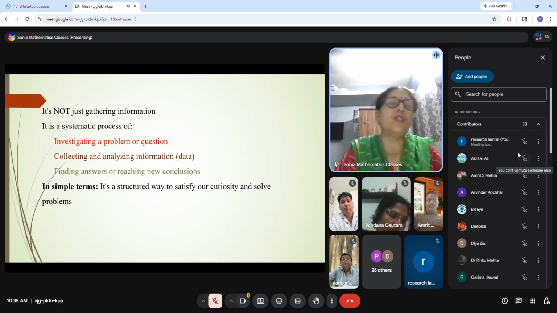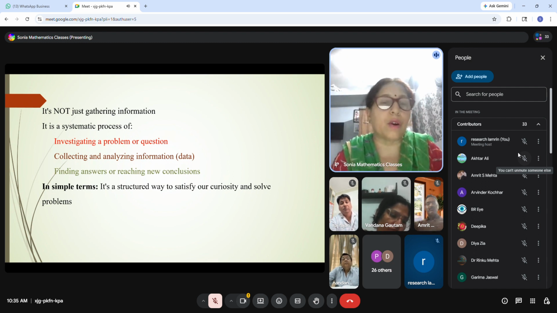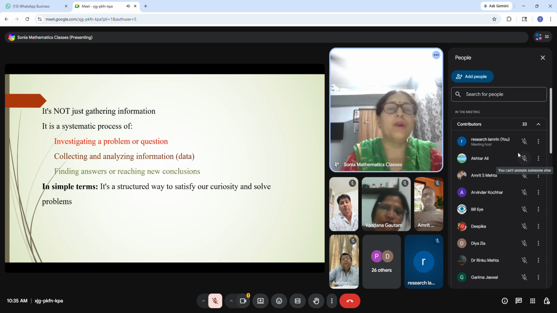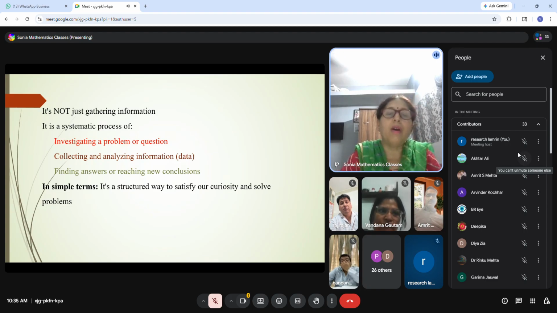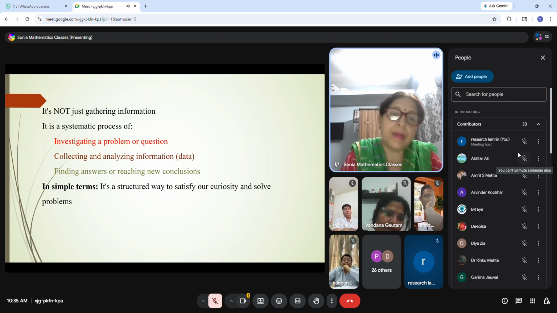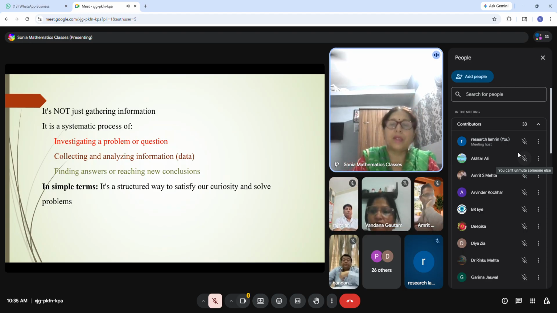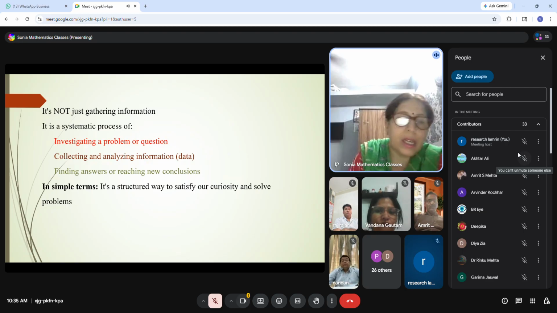So it is not just gathering information. It is a systematic process of investigating a problem or question and collecting and analyzing information, or you can say data, and then finding answers or reaching new conclusions. In simple terms, it is a structured way to satisfy our curiosity and to solve problems.